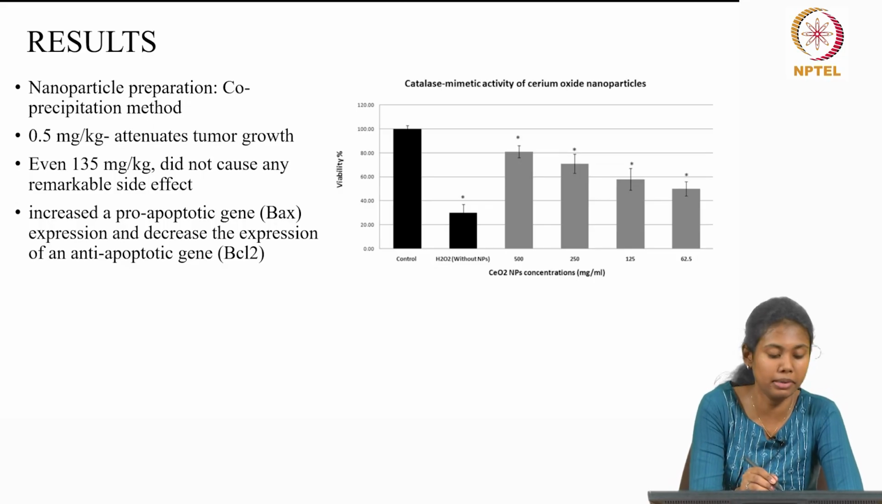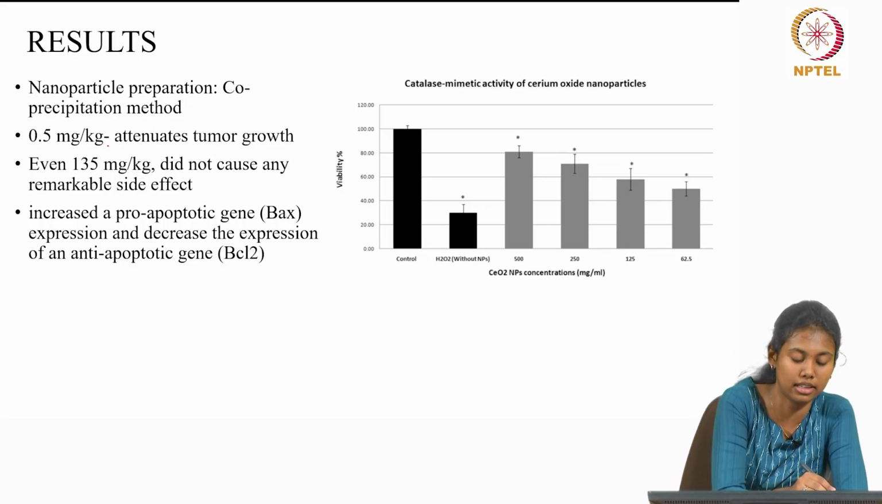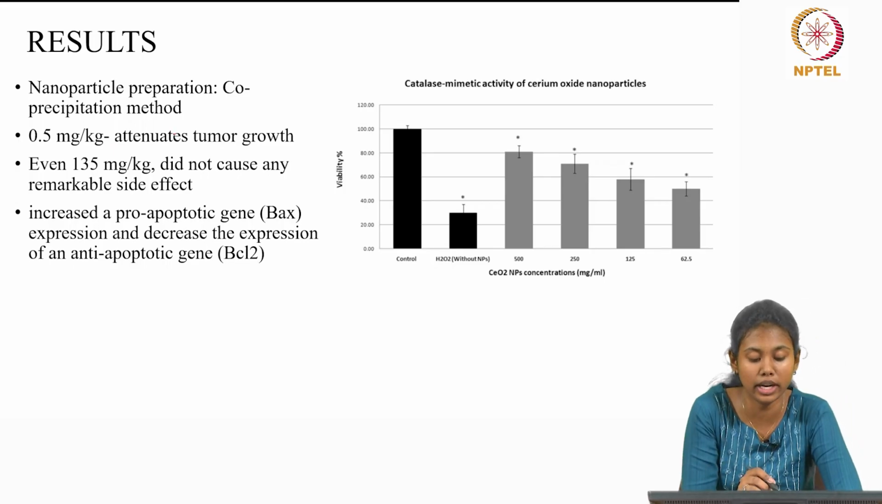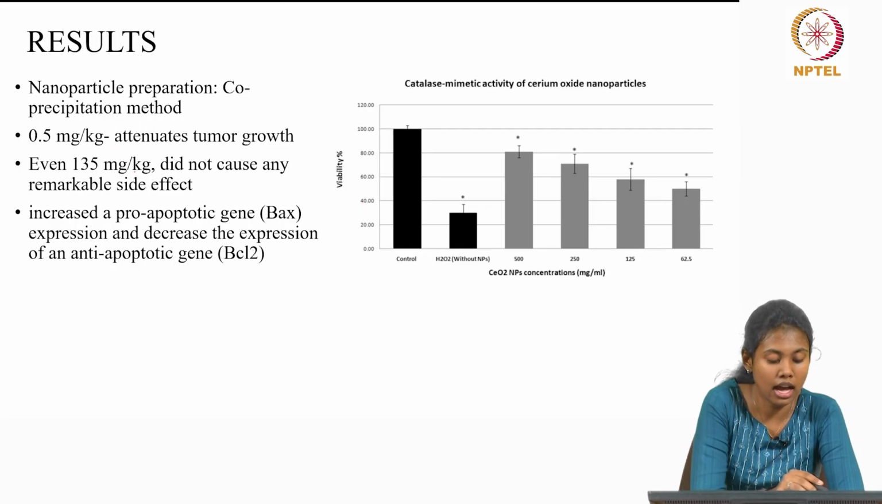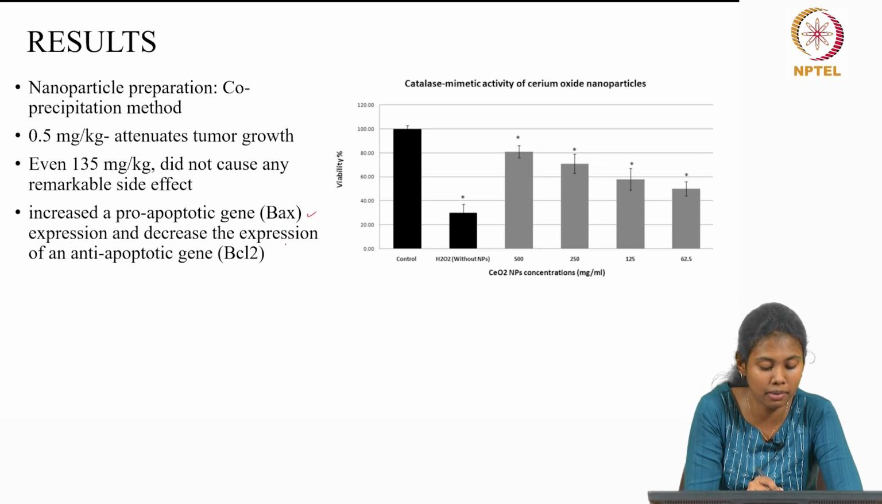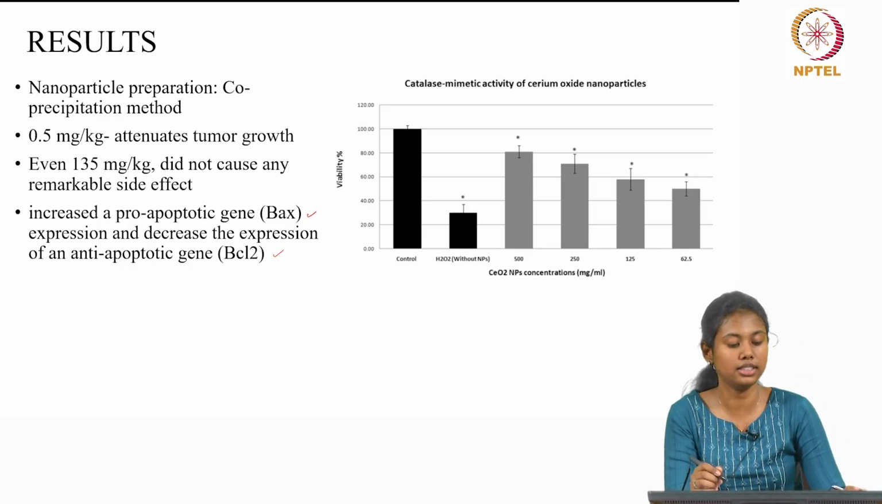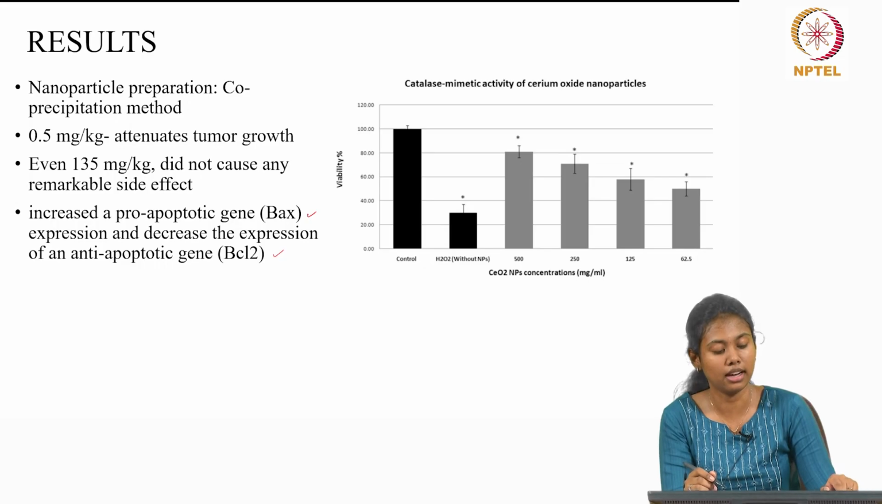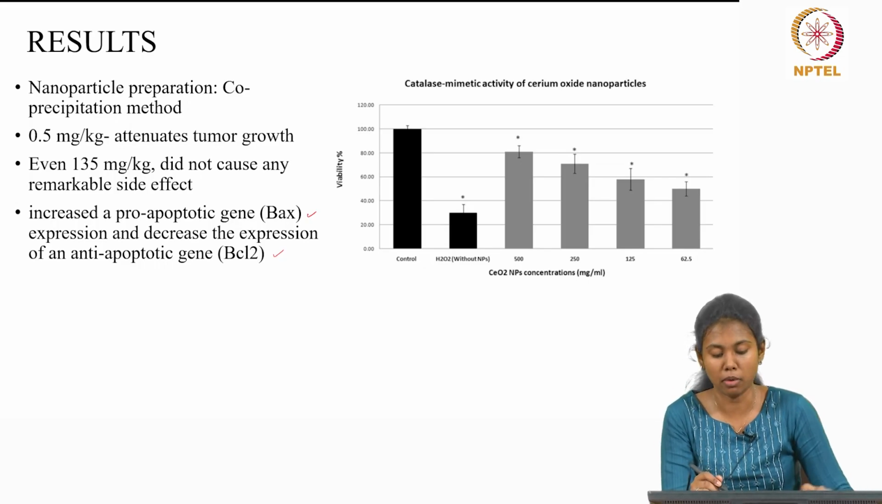From the study, they estimated that a very small quantity of this drug, 0.5 mg per kilogram, is enough to attenuate the tumor growth. Even high concentrations did not cause remarkable side effects. The mechanism by which it caused apoptosis can also be evaluated by these two expressions. The pro-apoptotic gene BAX was increased, and a decrease in the anti-apoptotic gene was observed, so we can tell that this increased the chances of apoptosis by blocking the anti-apoptotic genes.